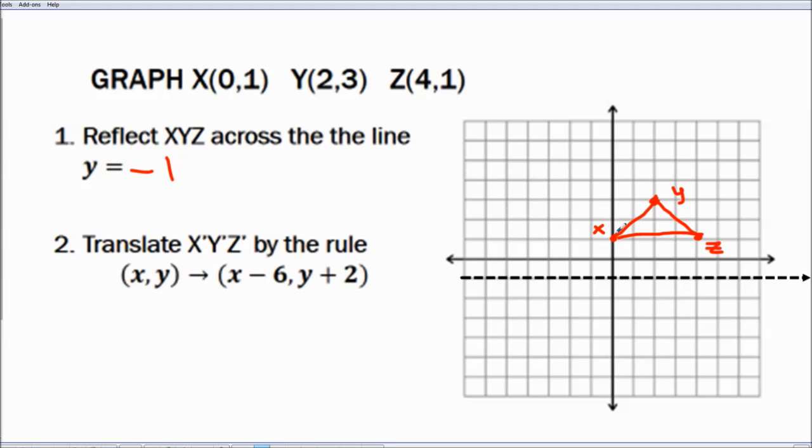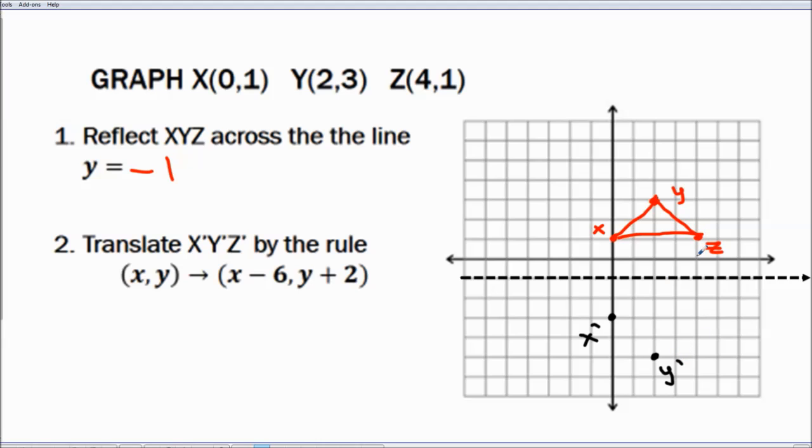So I'm going to go ahead and start reflecting. So from here, I'm counting down to the line, 1, 2, count 2 more down to the other side. Boom, there's my new point. That is x prime. Let's count y. So 1, 2, 3, 4. Count 1, 2, 3, 4 more. And there's my new point, y prime.